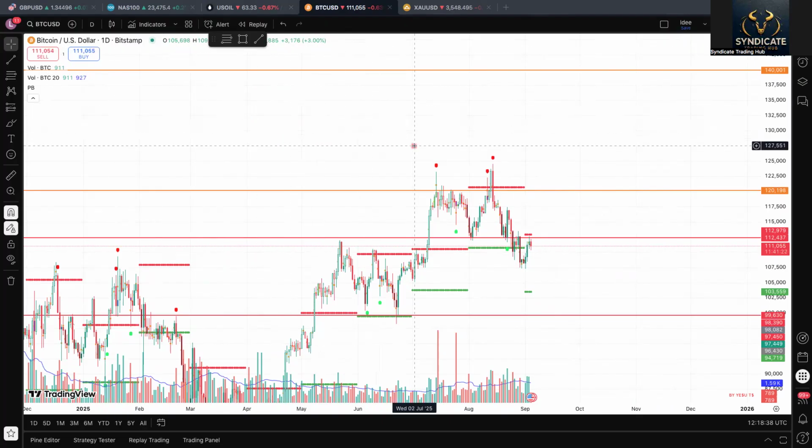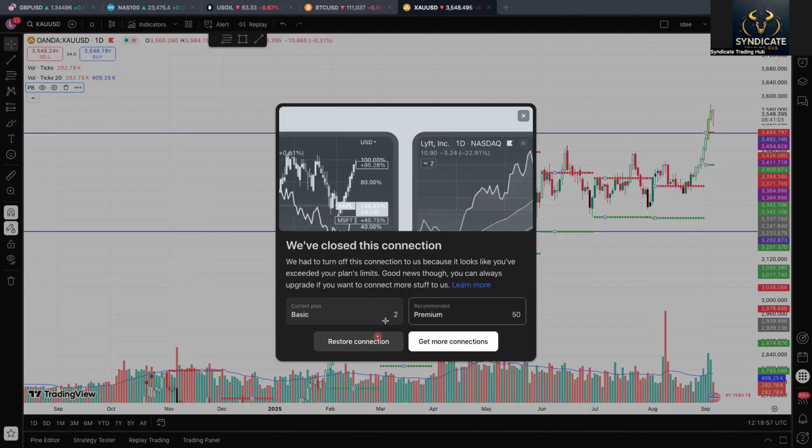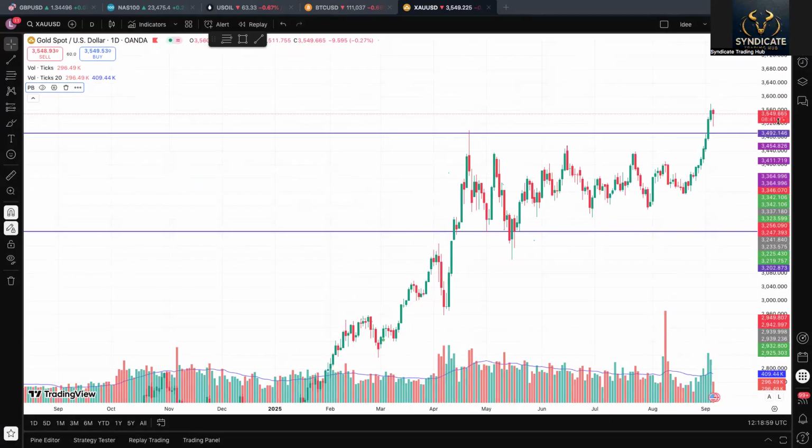So for Bitcoin, we are seeing a rejection. It's not really major, but a rejection. And we are hoping that price is able to, as it has rejected this resistance here, reach 103. So that is it on Bitcoin. So now let's look at gold. Okay, let's look at gold.